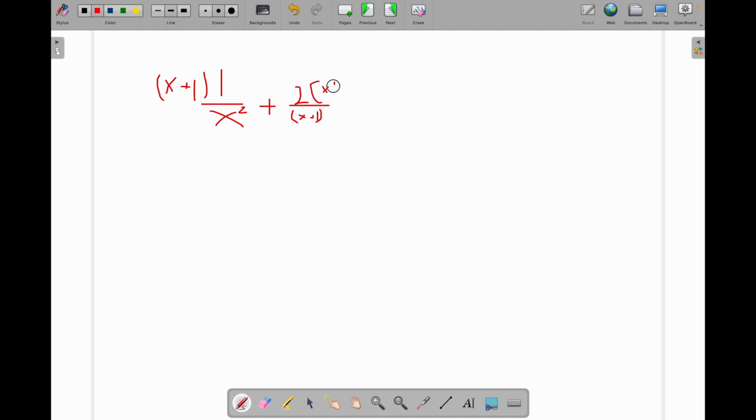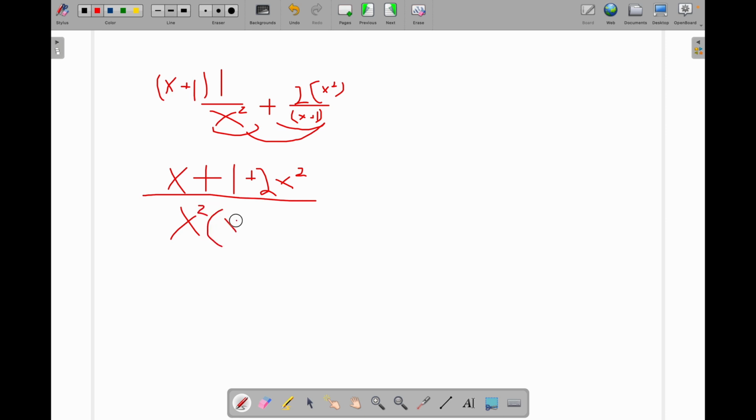So now let's multiply everything up. 1 times x plus 1 is just x plus 1, and then plus 2 times x squared. So now you have this right here. And then your denominator is just going to be whatever your two denominators were before, and you're just going to multiply them by each other. So it's just going to be x squared times x plus 1. And that's how you do combining fractions. And it's going to be the same thing if you subtract them too.